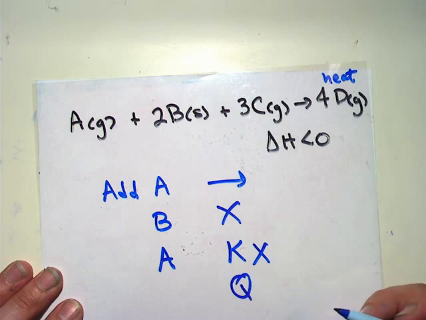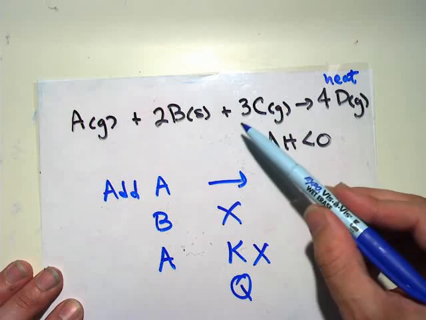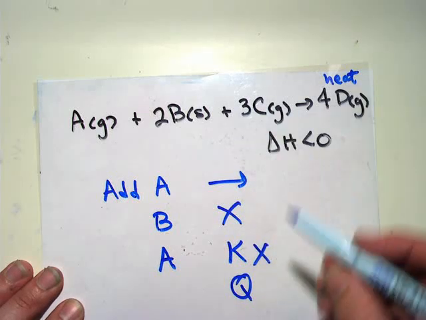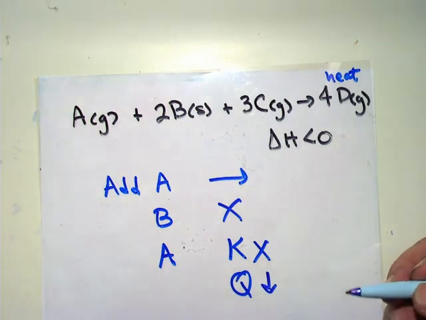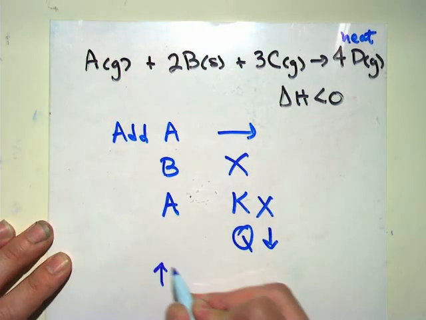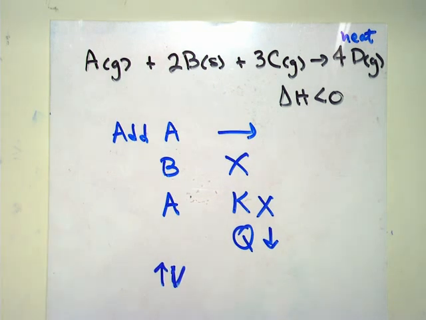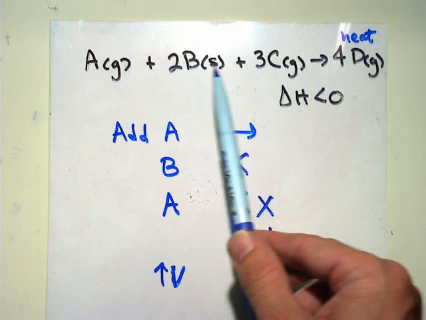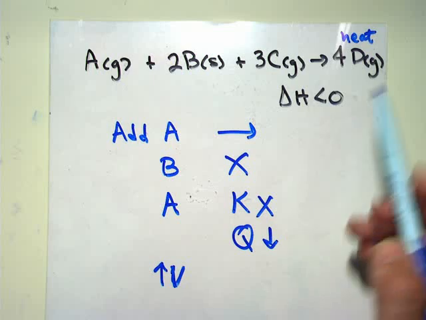Okay, let's try some more. If I increase the volume, what happens? In this case, you have to look at the gases. D, C, and A are all gases, and there's 4 moles of D on the right and a total of 4 moles of C on the left. So there's equal number of moles of gas. There's no shift. So no shift if you increase or decrease the volume.